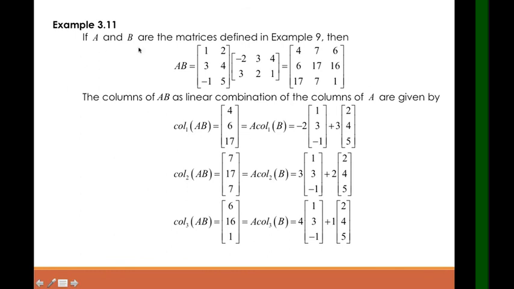So for example, if A and B are the matrices defined in example 9, then AB, with A having rows 1, 2, 3, 4, negative 5, negative 1, 5 and B having rows negative 2, 3, 4 and 3, 2, 1, then the answer would be this one. Wait, I got confused.